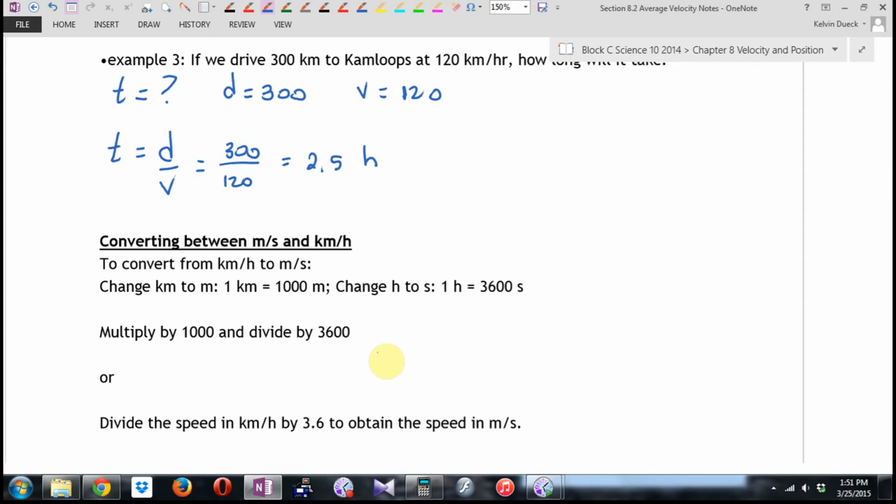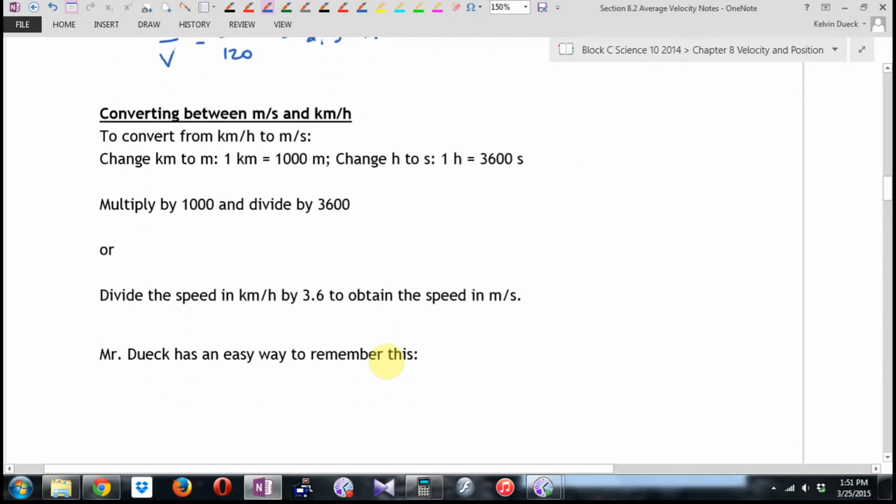Say what? I got a better way. If they give you kilometers per hour, you divide by 3.6 to go to meters per second. What do you divide by? 3.6.